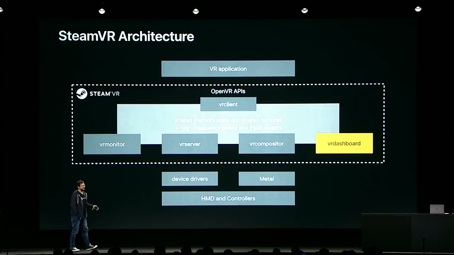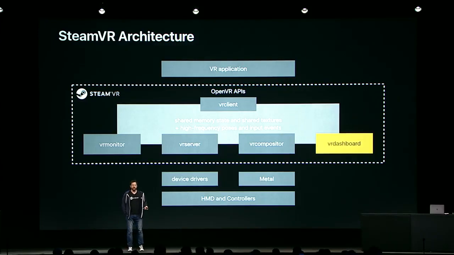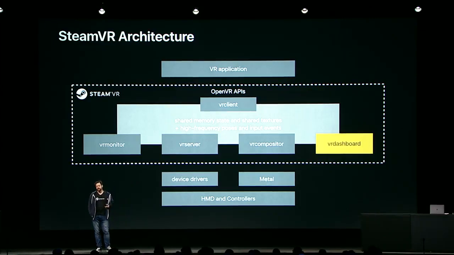Let's see, last but not least, the mighty VR dashboard. That is a piece of UI that lets you select applications. It lets you control volume, other system settings. We provide a default one that shows you your Steam library and lets you choose applications, but there's actually an API, so you can write your own dashboard application as well.